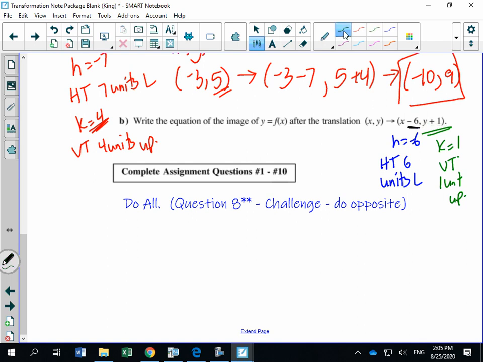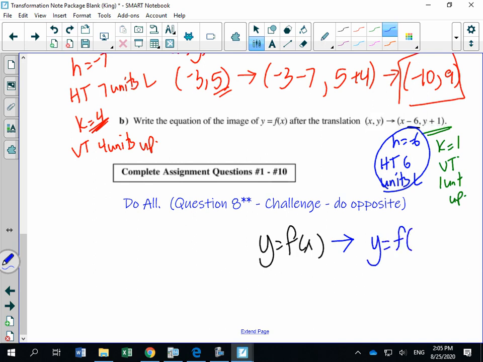Y is equal to f of x is our original equation. And then when it undergoes these transformations, this guy, 6 units left, would be f of x plus 6, right? 6 units left. Remember, for the h parameter, we always do the opposite. And then a k value of 1 would be plus 1. And then from here, you could give that as an answer. I would fully accept that.